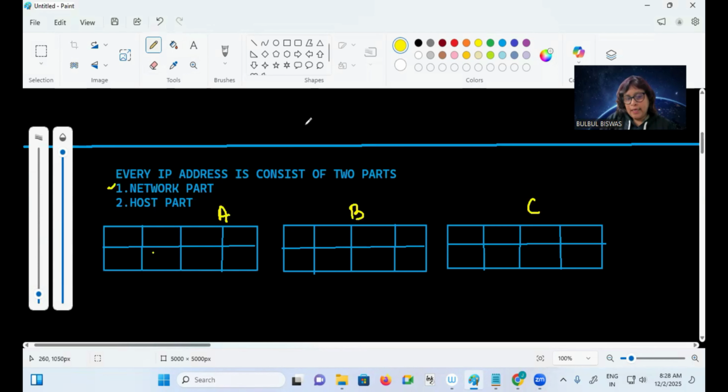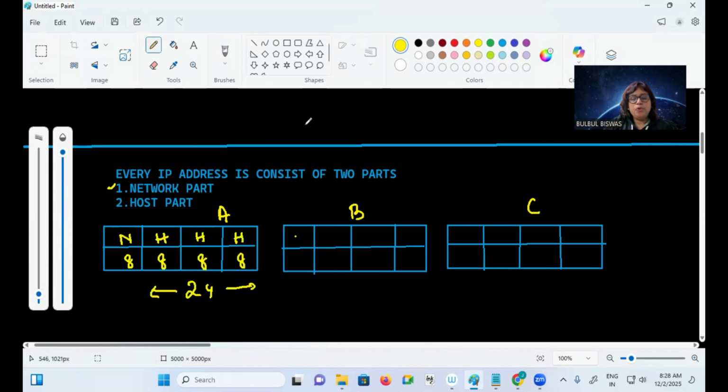If you look at class A, in every IP address the first octet is network. The second octet is host, the third octet is host, and the fourth octet is host. That means in class A, 8 bits are reserved for the network and 24 bits are reserved for the host.